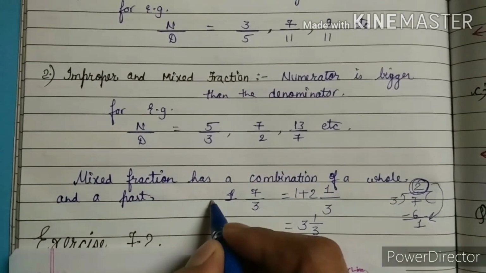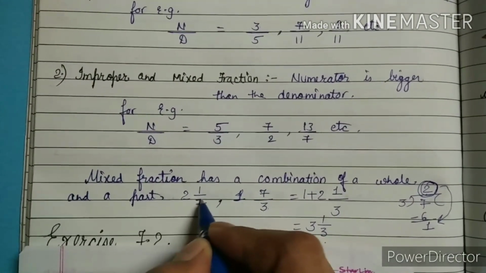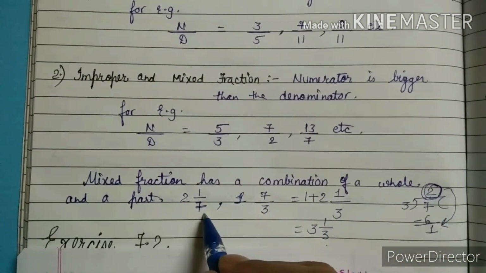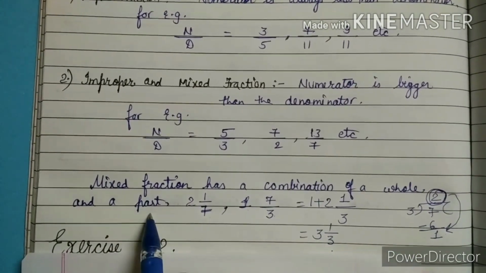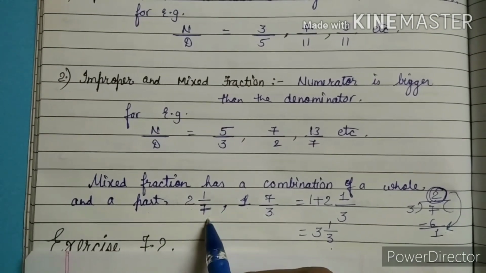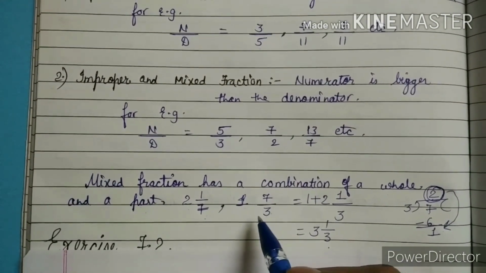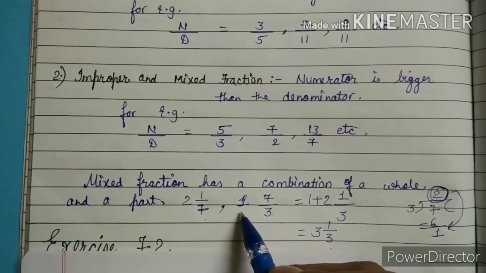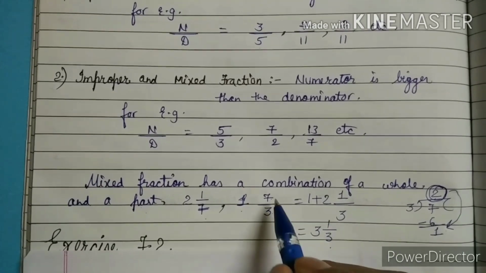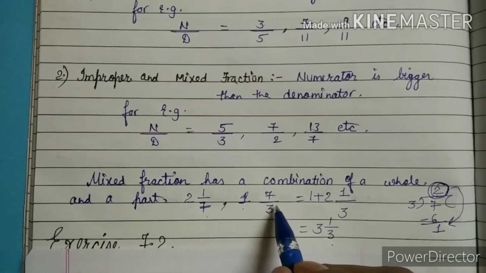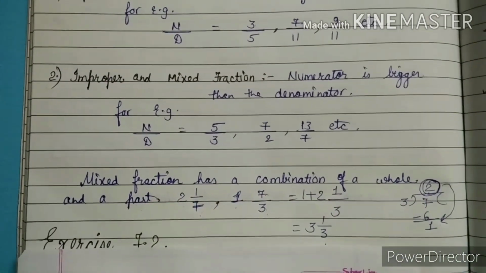This is the first example. We can also take 2 and 1 by 7. Here 2 and 1 by 7 is an example of a whole and a part. 2 is the whole and 1 by 7 is the part. Here we have taken one more example. In this, one part is whole and the second is the part 7 by 3. But 7 by 3 is improper. So again we convert it into the form of a mixed fraction.